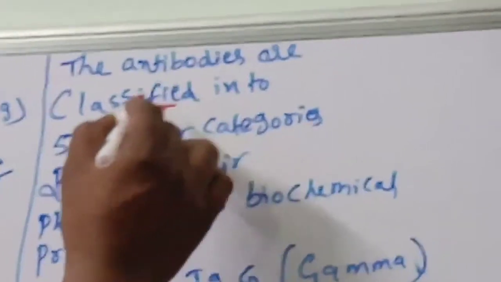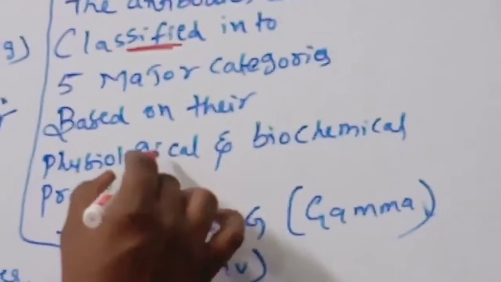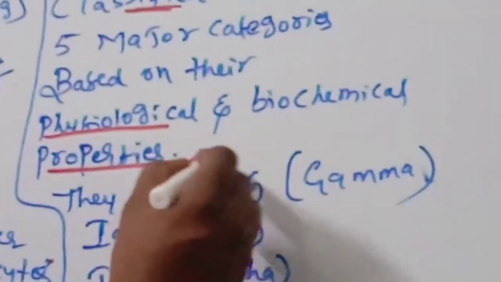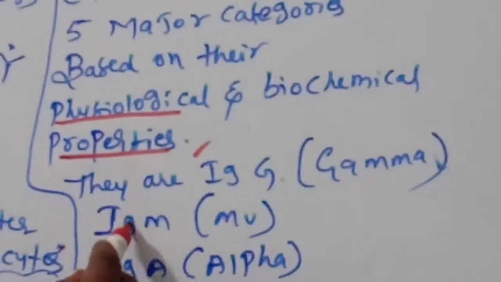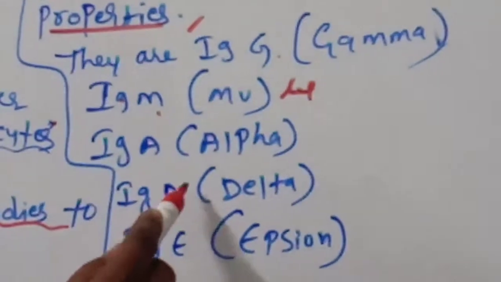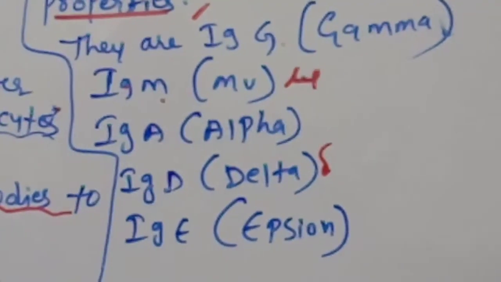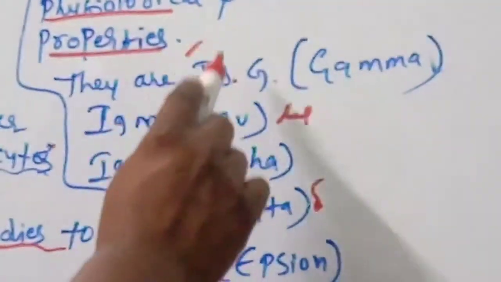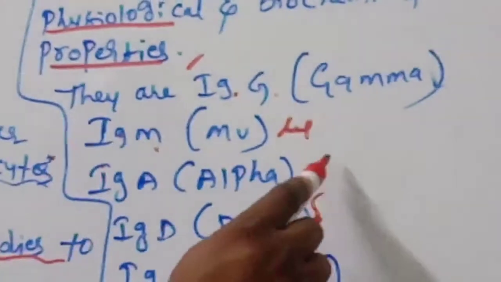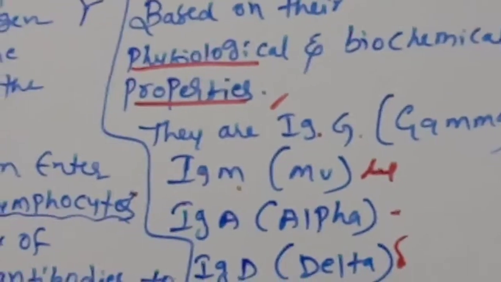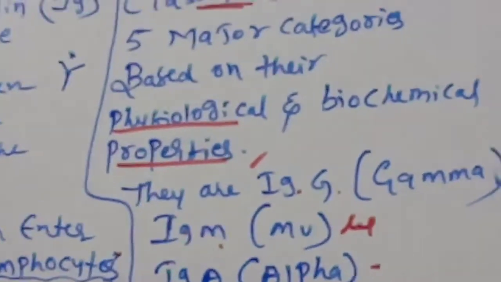The antibodies are classified into five major categories based on their physiological and biochemical properties. What are the major categories? IgG, immunoglobulin gamma; IgM, immunoglobulin mu; IgA, immunoglobulin alpha; IgD, immunoglobulin delta; IgE, immunoglobulin epsilon. Like that, there are types of antibodies.